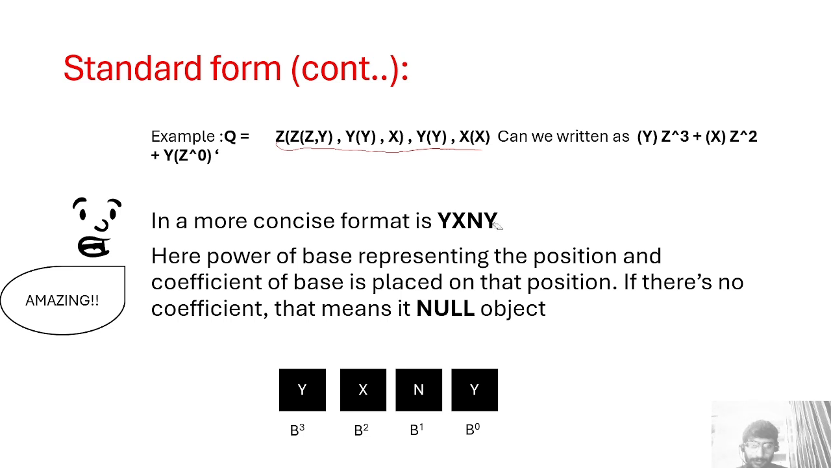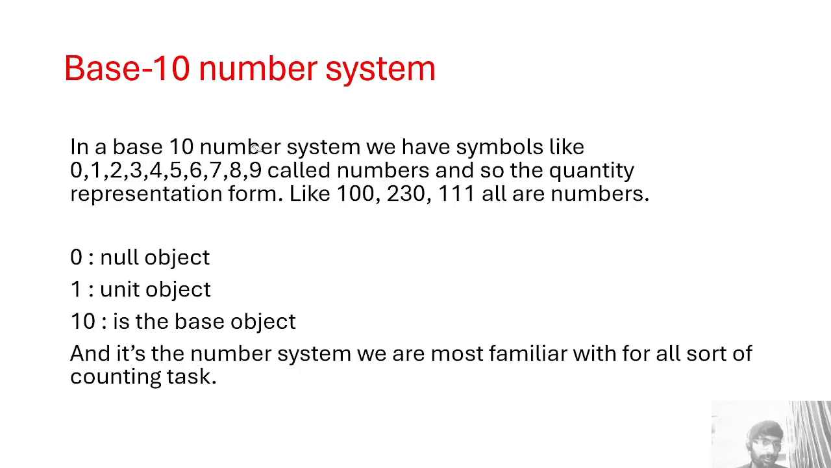Okay, so the power of the base represents the position, and the coefficient of the base is placed at the position. If there is no coefficient for that position, we place the null object, right?